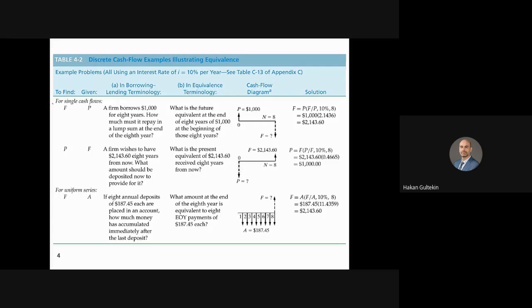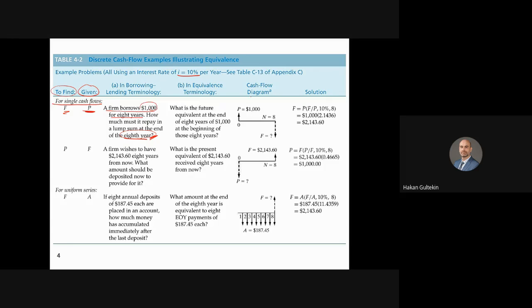When we have single cash flows, we may have these situations. We are given this present value and we want to find a future value. So an example, a firm borrows $1,000 for 8 years. How much must it repay in a lump sum at the end of the 8th year? Okay, we borrow 1,000 now and we pay it after 8 years. And the interest rate is 10% given to us. Number of periods is 8.